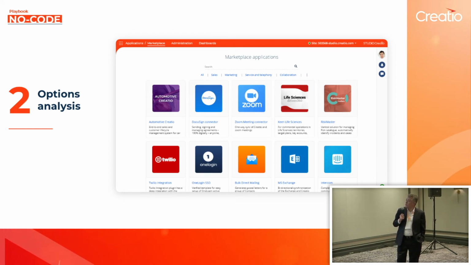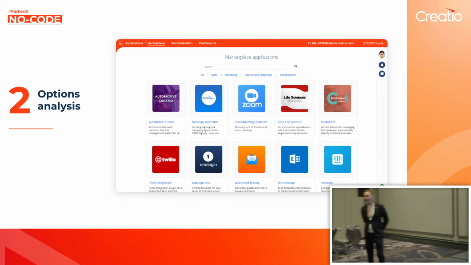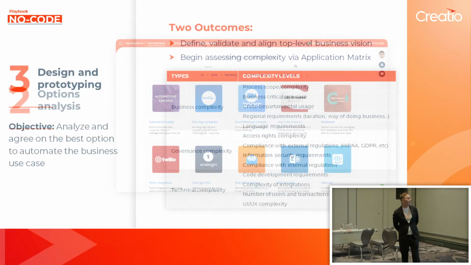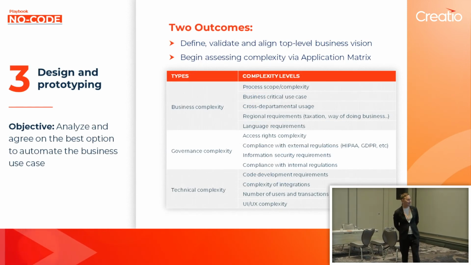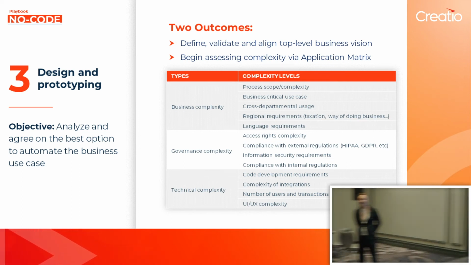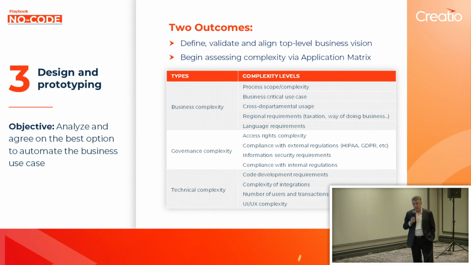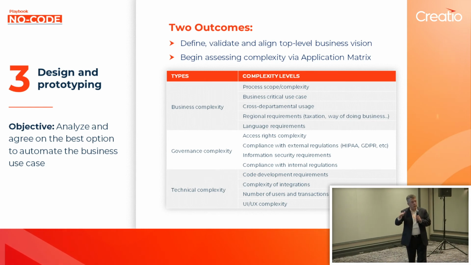You probably already love our matrix, right? Where we have business complexity, governance complexity, and technical complexity. When you go through your design and prototyping stage, of course you want to use it. One of the points that we made a few times is that design and prototyping is all about looking broadly, right? So you're not going deep into any one area, but you're trying to cover the broadest possible thinking and vision.